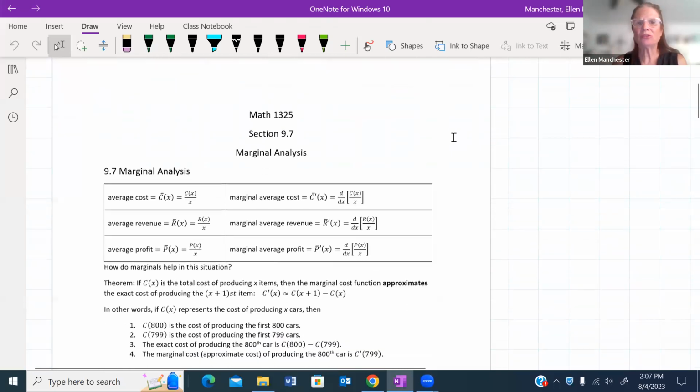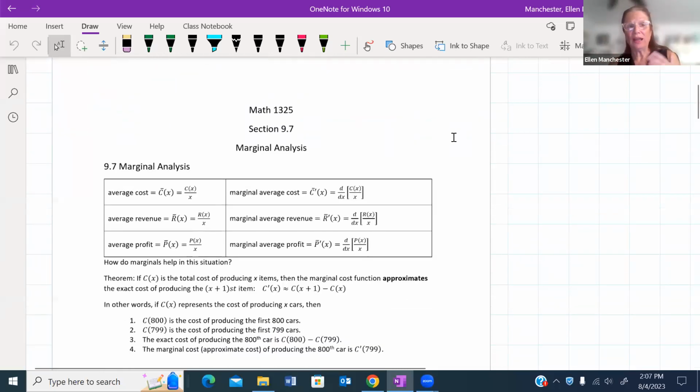Another term that we're going to introduce is average. So if I look at average cost, well, let me go back. When you're looking at your average test score, so you add up all the tests and then you divide by the number of tests, and that's your average. Well, it's the same thing with cost, average revenue, average profit. You take the entire amount, so the total, and you divide it by the number of products, and that gives you the average cost per item, the average revenue per item, or the average profit per item.